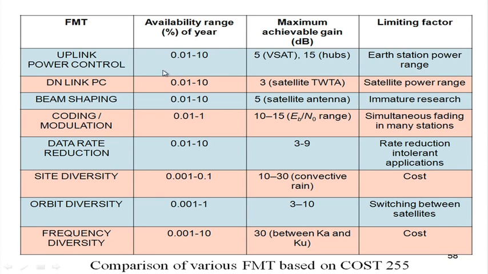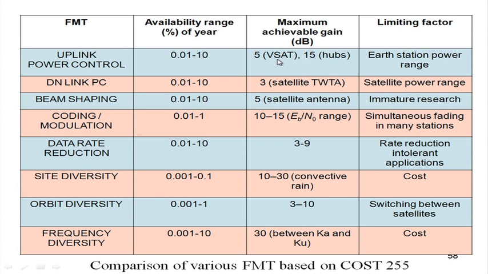This list has to be seen carefully. Some of them are simulated, some of them are experimented. Using uplink power control, you should look at this particular third column, which shows the maximum achievable gain. For VSATs you get 5 dB, while at the hub you can get a 15 dB advantage. We will discuss the ground station during our topic on ground stations.